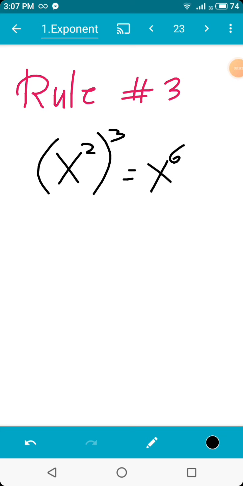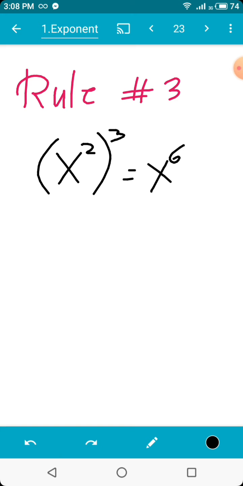Okay, so let's have the rule number 3. So we have your x squared cube. So in this case, meron na tayong exponent na ni-raise pa natin ulit. Okay? So ang mangyayari lang dito ay i-multiply lang natin yung kanilang exponent. Okay? So 2 times 3, that's 6. That's why the answer here is x raised to 6.